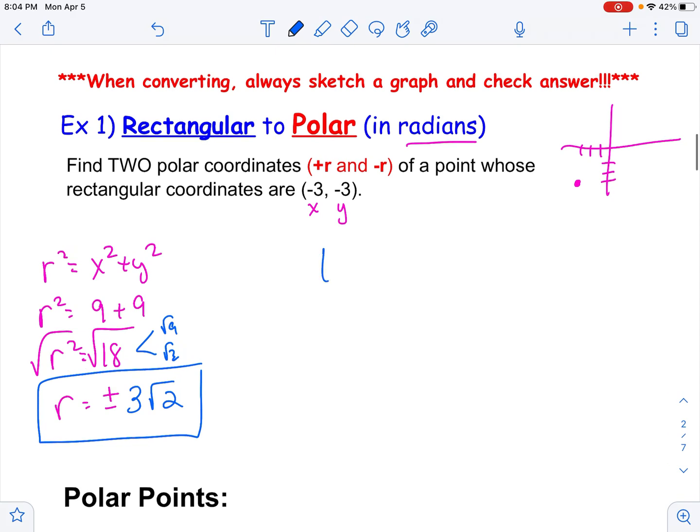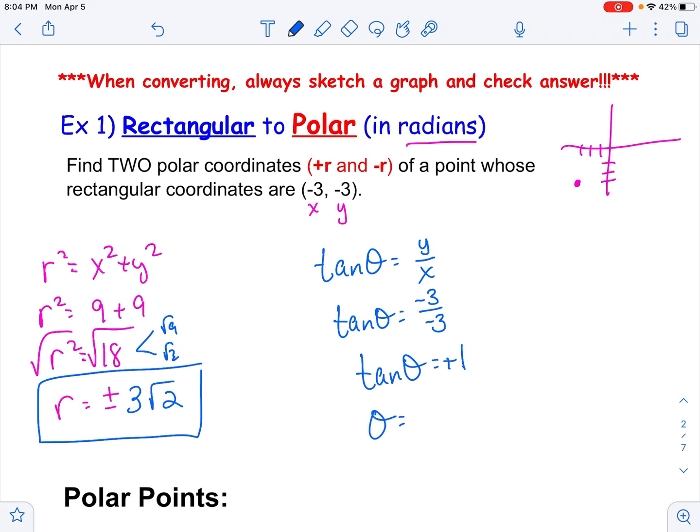All right, if I want to find theta, I know that tangent of theta is y over x. So tangent of theta is equal to y, which is -3, over -3, or basically tangent of theta has to be positive 1. Okay, so think about where tangent is positive 1 on our unit circle. I know that tangent is positive 1 at pi over 4, right? I know it's also positive at 5 pi over 4.